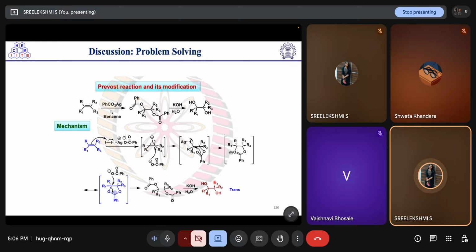As we can see here, we are getting a trans diol. Both hydroxyl groups are on opposite sides. Why is it so? Because where this five-membered ring is forming, the other benzoate group will be attacking from the opposite side of this five-membered ring. Here we have shown this five-membered ring below, so the other benzoate will be attacking this carbon from the above face. So one benzoate will be above and one benzoate will be below. So the resulting diol will also be trans. This is the mechanism of the Prevost reaction, conversion of an alkene into a diol by using a silver salt and iodine followed by hydrolysis. Is it clear?